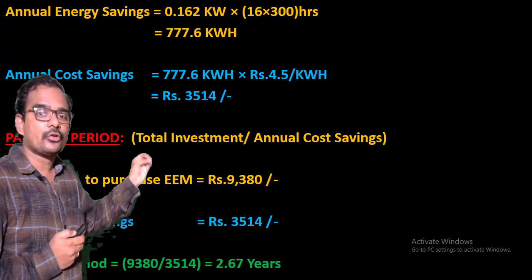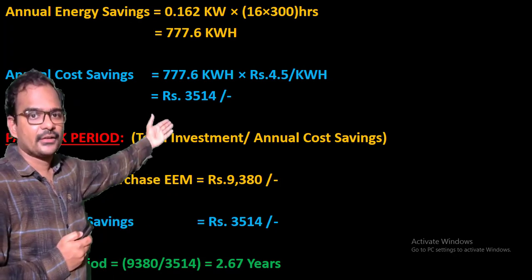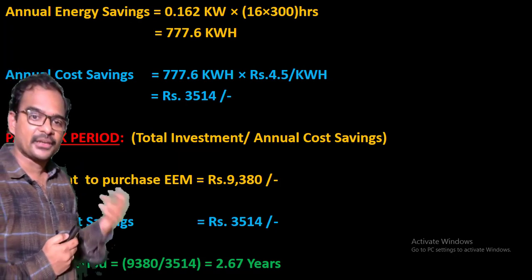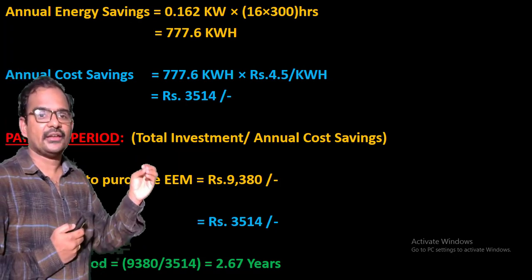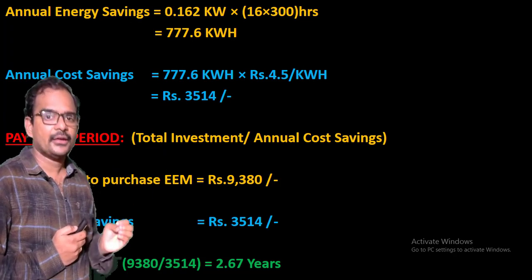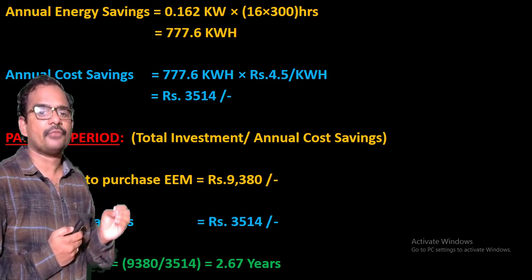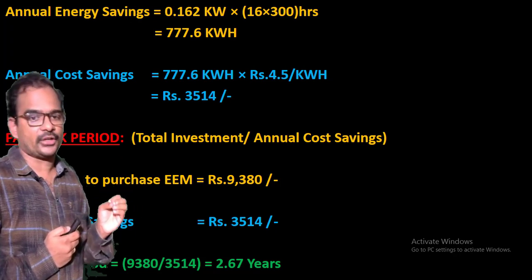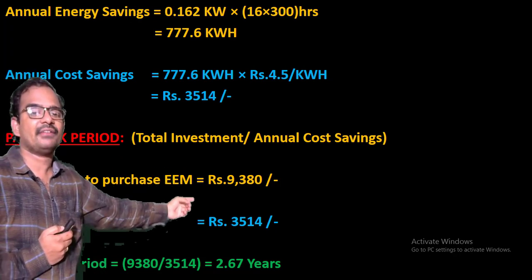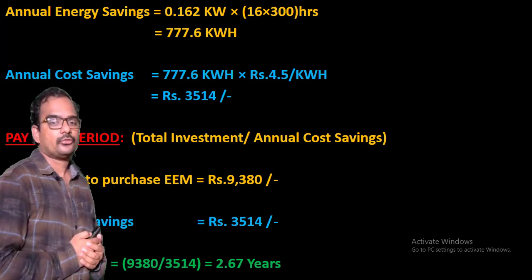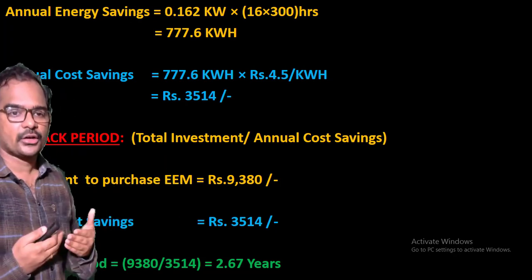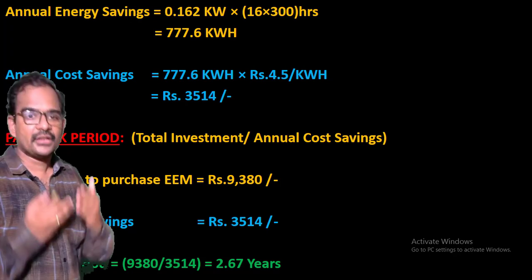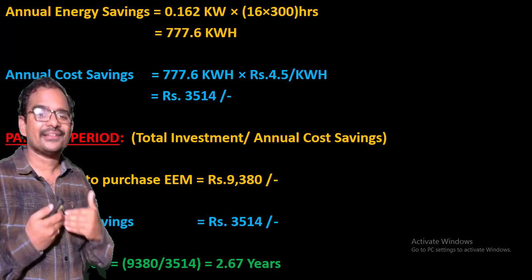What is the annual cost savings you are getting per year? 3,514 rupees. So what is the payback period? 9,380 is the total investment divided by annual cost savings of 3,514. So therefore 9,380 divided by 3,514 comes out to be 2.67 years. So approximately 3 years. Whatever amount you have invested in purchasing the energy efficient motor will come back to you within 3 years.